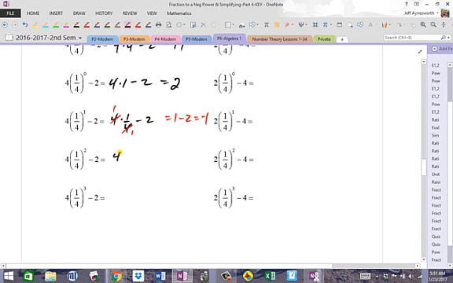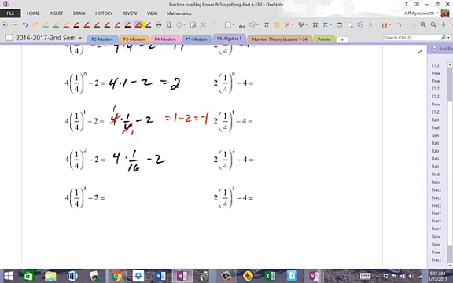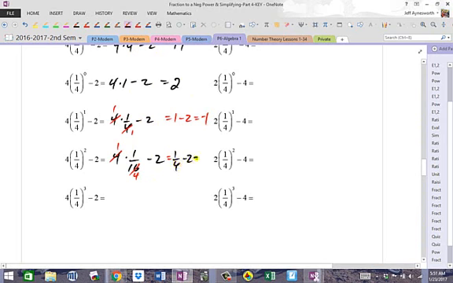4 times 1/16 minus 2. Simplify. You get 1/4 here. So we have 1/4 minus 2 is negative 1 3/4. Negative 1 3/4. Let me put it right there. You guys see it better. There we go. Okay, so here we have 4 times 1/64 minus 2. Simplify. Divide both by 4. So what we get is 1/16 minus 2, or negative 1 15/16. There we go.